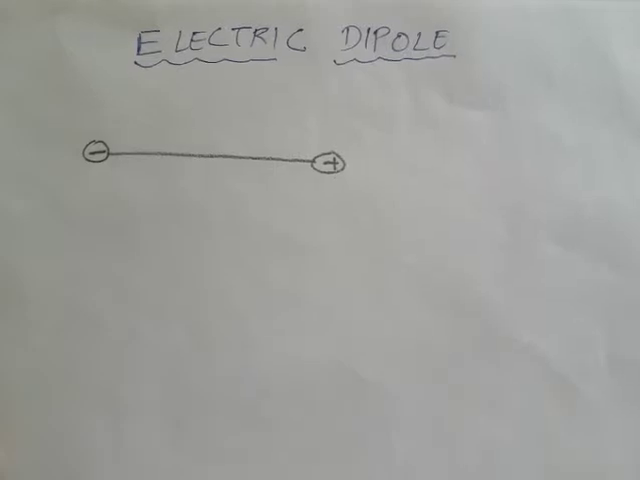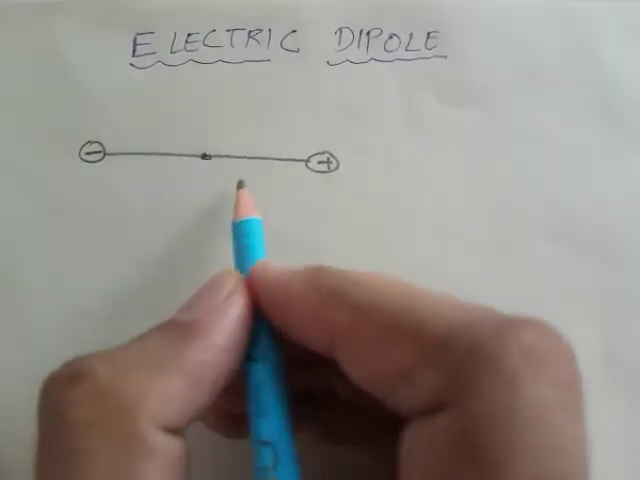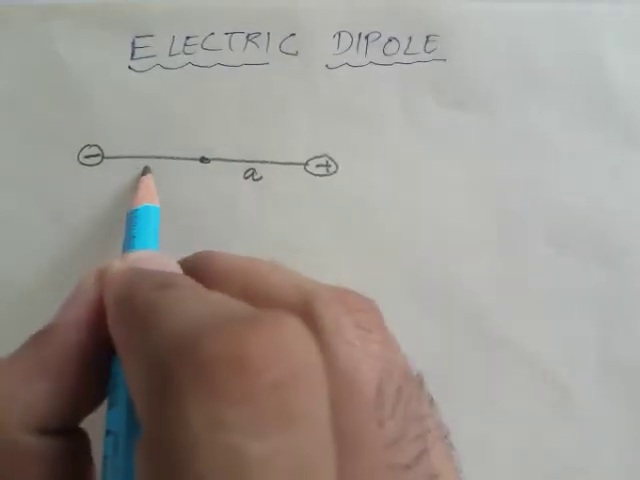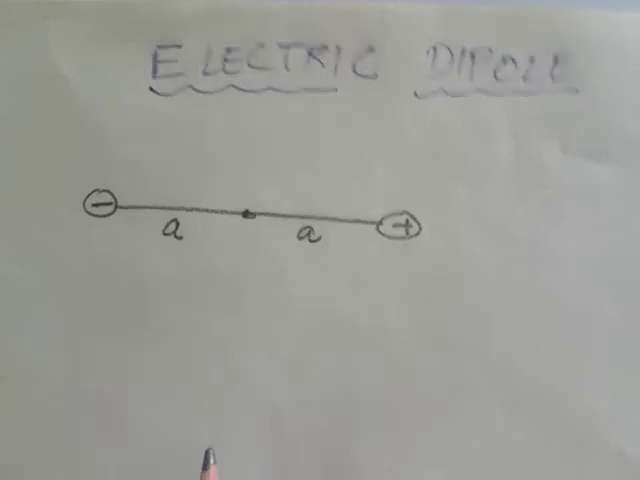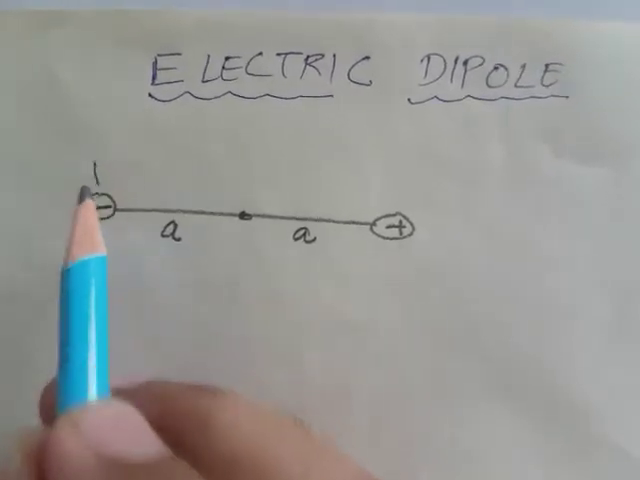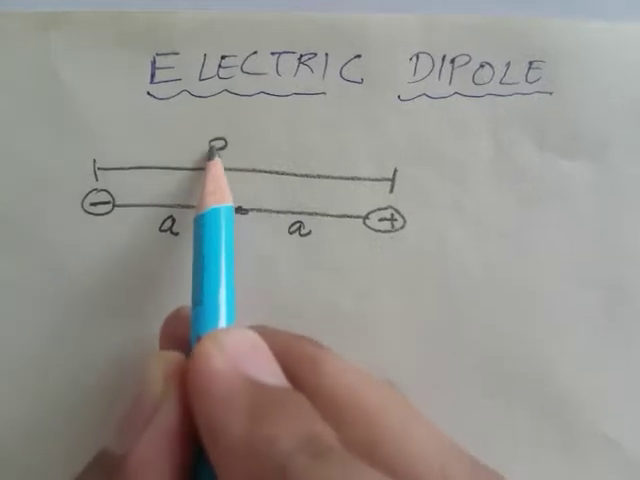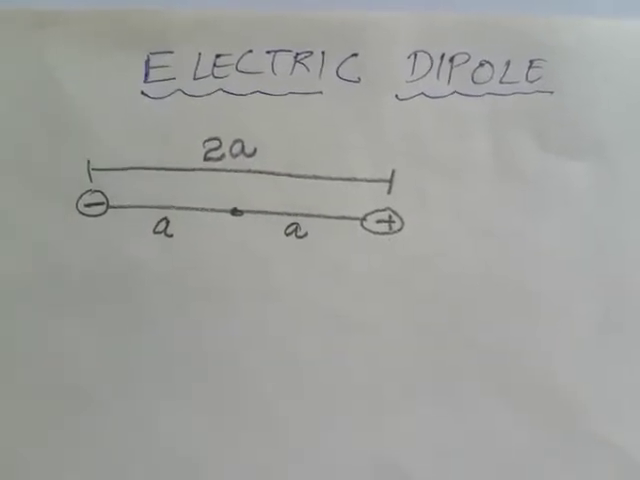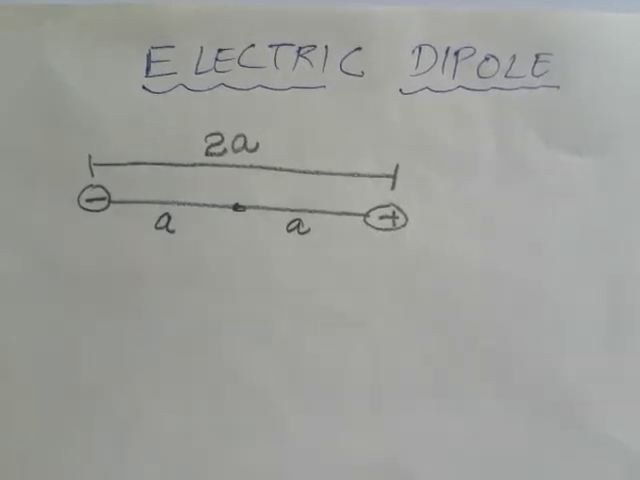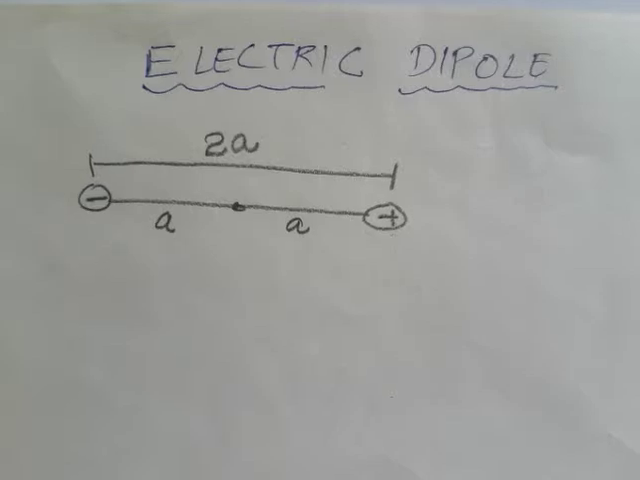Let's assume it's some parts. From the center, they are at equal distance, which is considered to be a. And the total distance, from the center of an electron, the negative charge, to the center of a proton, the positive charge, is 2a. Okay. Now, we're going to learn about dipole moment.